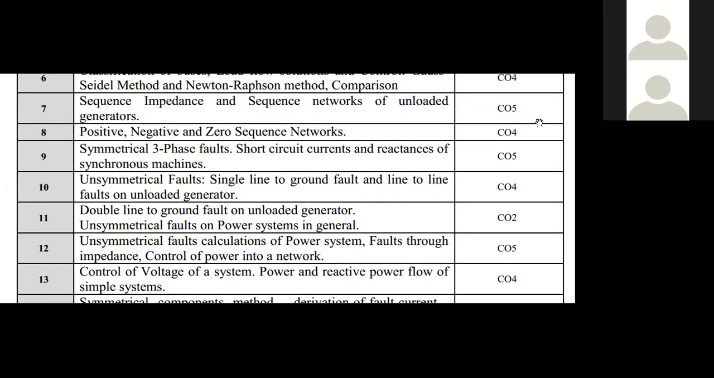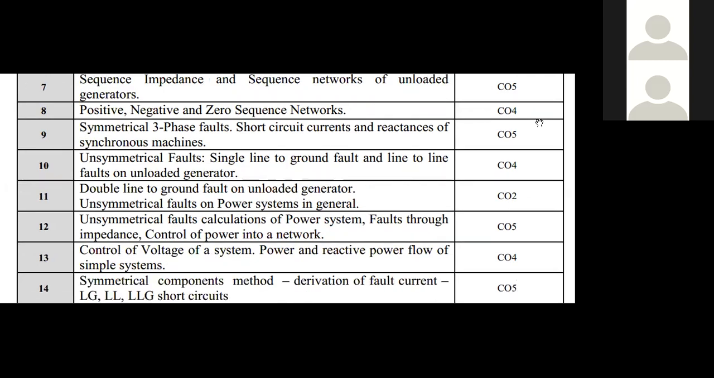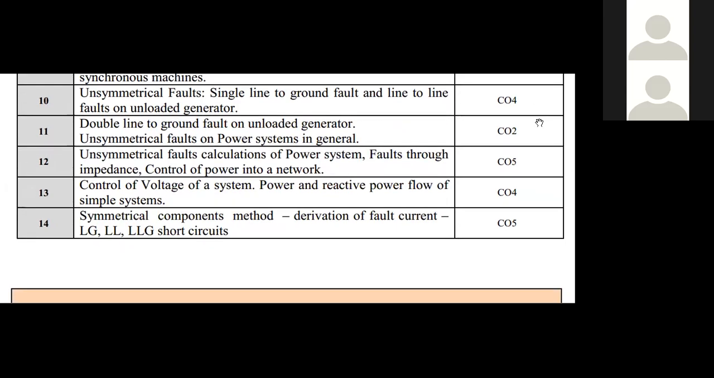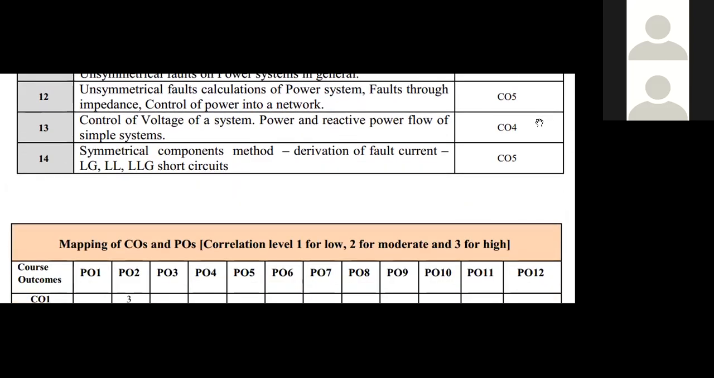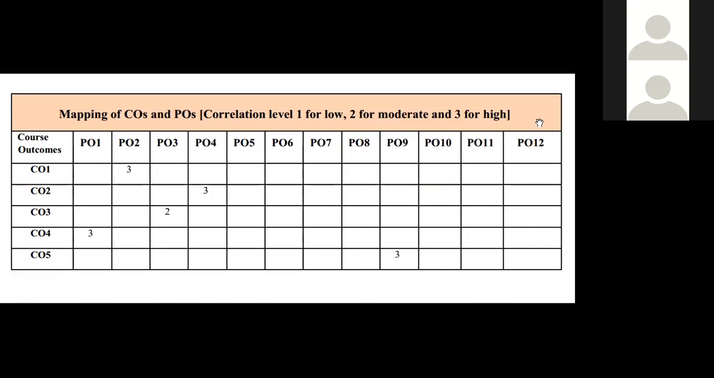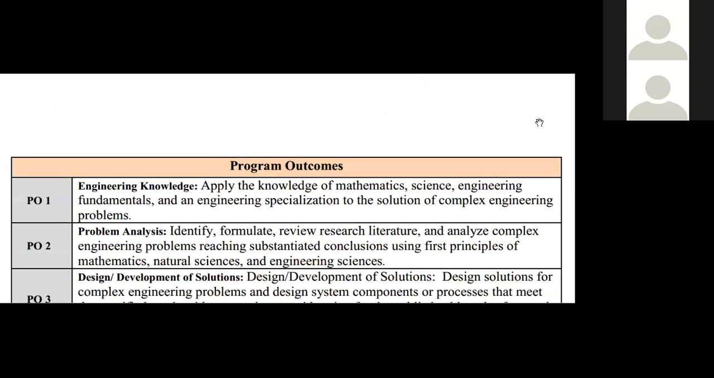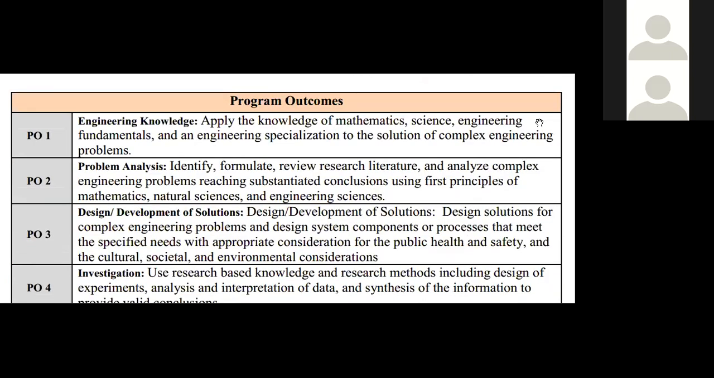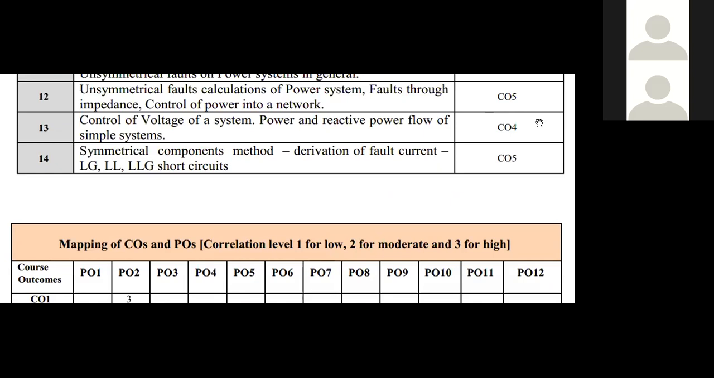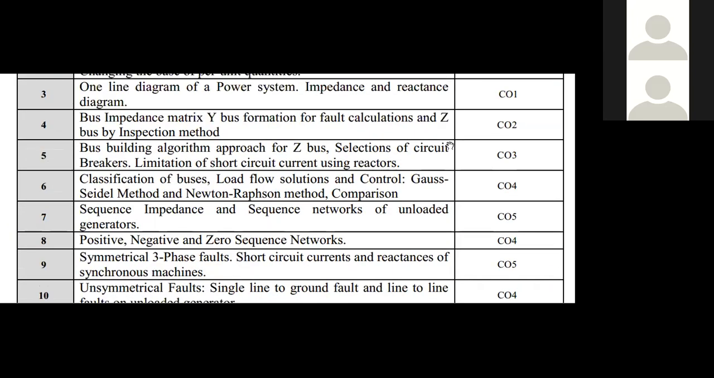then we have tried to cover the sequence components, sequence networks, positive, negative, zero sequence, and fault analysis in terms of unsymmetrical as well as symmetrical faults for different scenarios, like single line to ground, double line to ground, line to line. Try to apply those results, and this is actually what we can achieve. Okay, that's the summary of the total picture of this course.